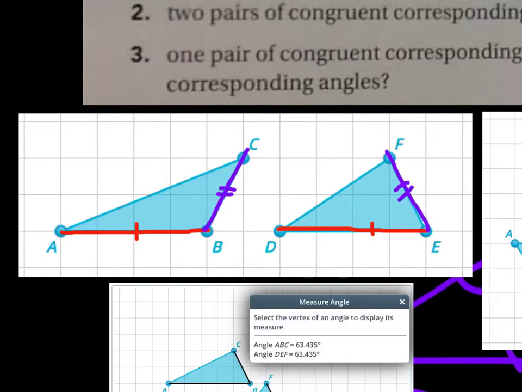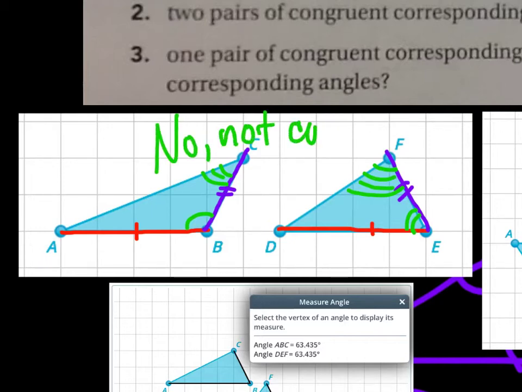These are congruent sides. However, do we have congruent angles? No, this angle is not equal to this angle. They are not congruent. This angle here is not congruent to this angle here. In fact, we're creating all sorts of messes on our drawing. So no, not congruent. Unfortunately, we need more information.